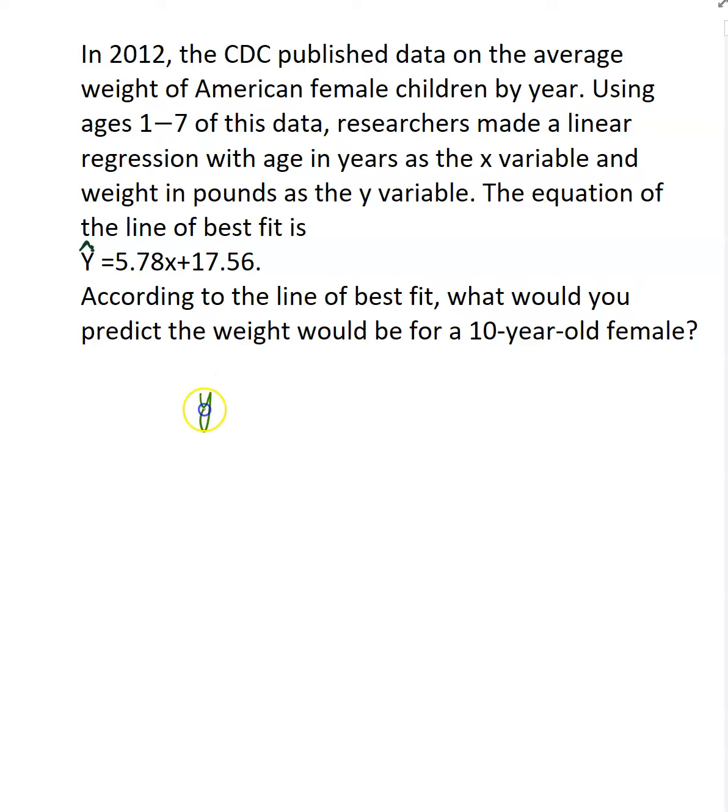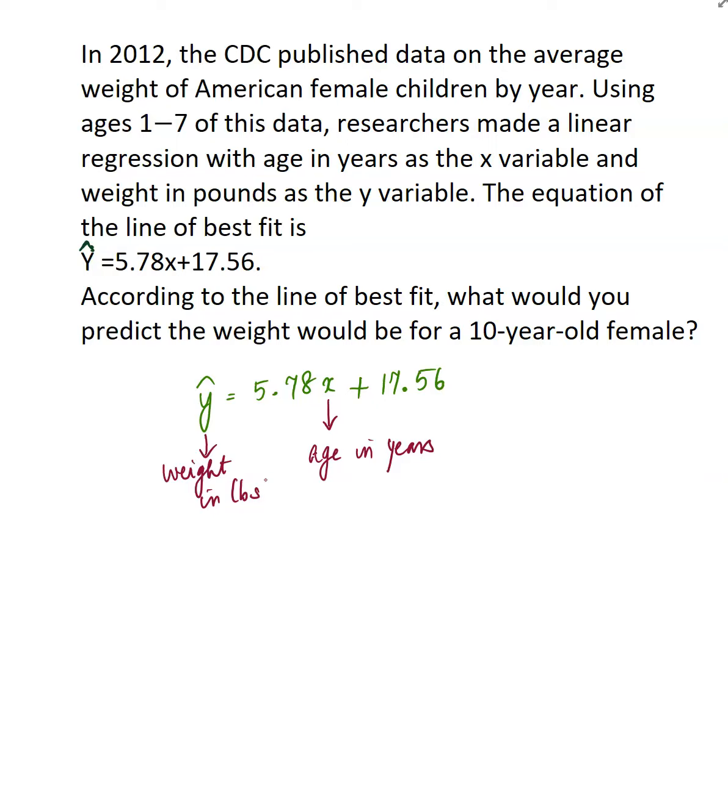So I'm going to write the equation again. Y hat equals 5.78x plus 17.56. Okay, and let's quickly make a note of what they stand for. Here, X is the age in years, and Y hat is the weight in pounds. That way, when we are ready to interpret the answer, we'll have what they stand for.